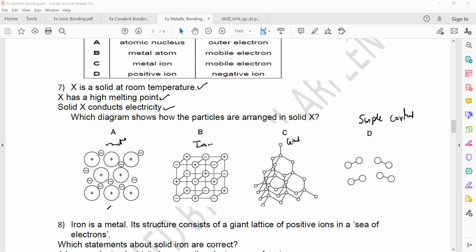High melting point. A is having high melting point. B is having high melting point. C is also having high melting point. Solid X conduct electricity. It does not have any free electron, so it does not conduct electricity. These ions can vibrate but not free to move. So in a solid state cannot conduct. So A can conduct electricity. So what could be the answer? A is the right answer. Both properties do not match with D, so D cannot be an answer. Is it clear? Question 7, page 3.